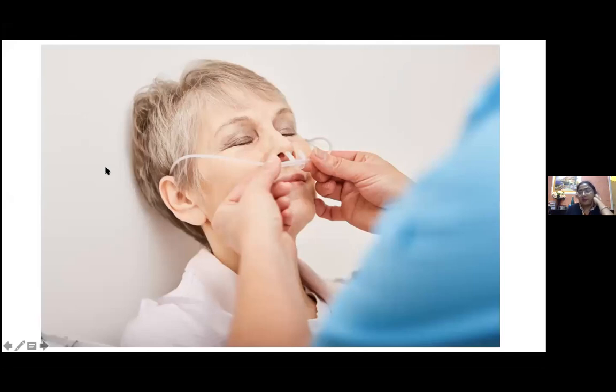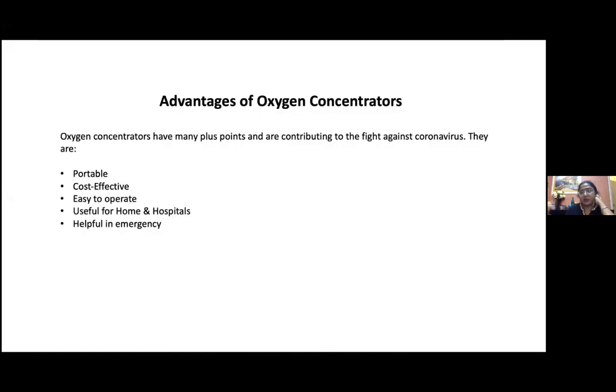We have different devices like the nasal cannula, where we can go from 2 to 4 liters, and there are other therapies like we were talking about, oxygen concentrators, right? So oxygen concentrators today are portable, cost effective, easy to operate, useful for home, and they help in emergencies because cylinders you need to refill, which may be a problem.